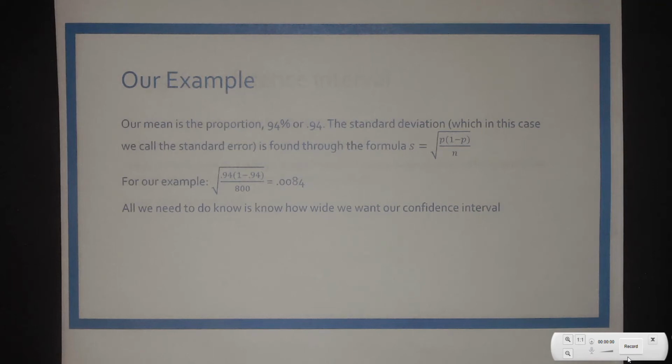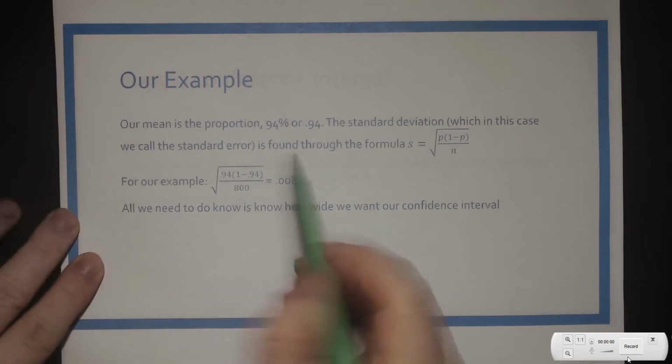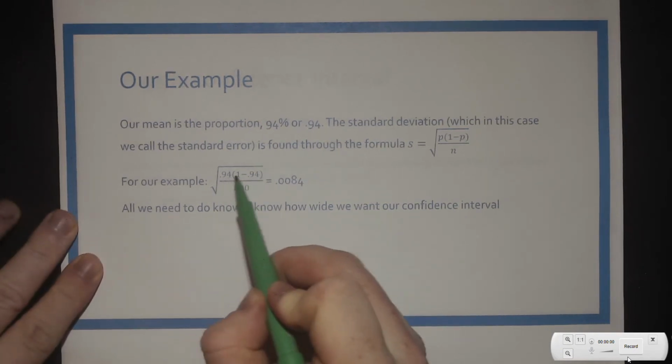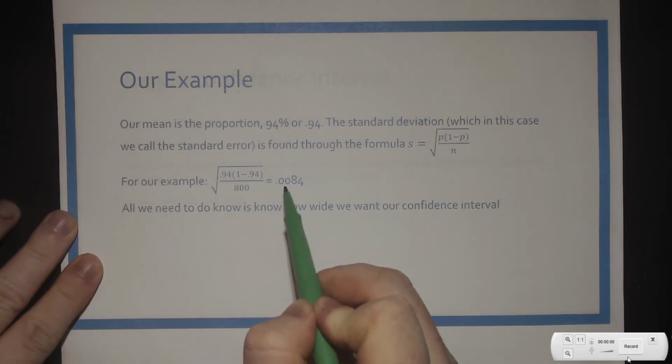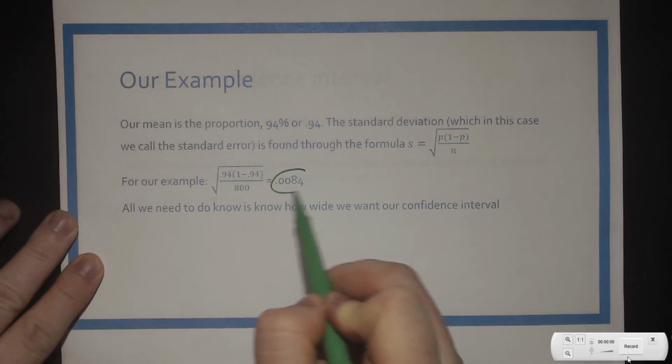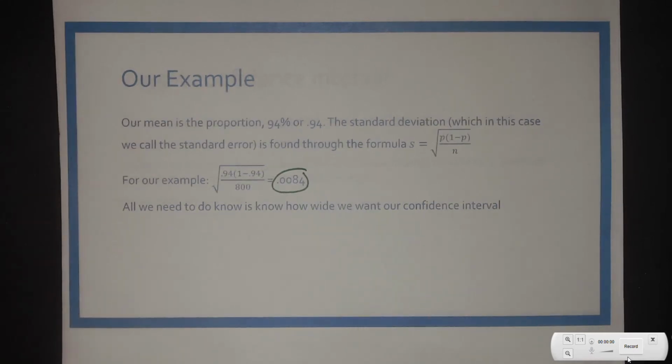We still want to use the standard deviation, which we call a standard error again. And that's our formula for this. So basically we want to do the square root of 0.94 times 1 minus 0.94, divided by 800. And that'll give us 0.0084. This is something we need to know for a confidence interval, because that's basically something we need to see how far it's going to go out.